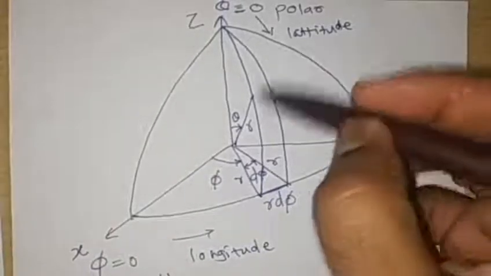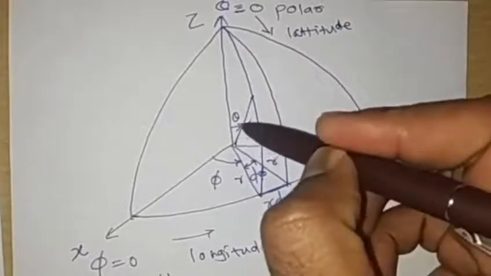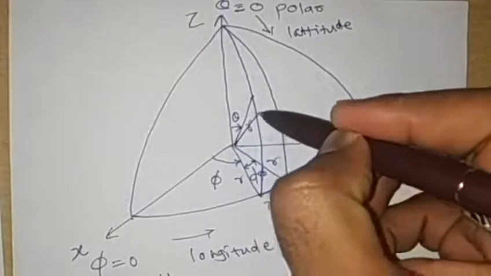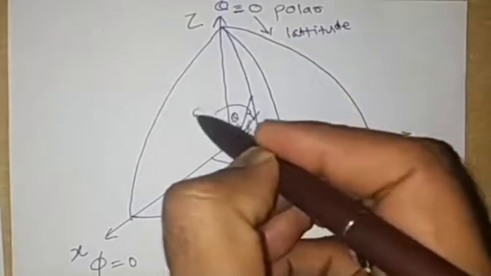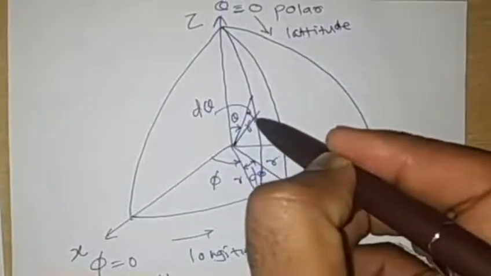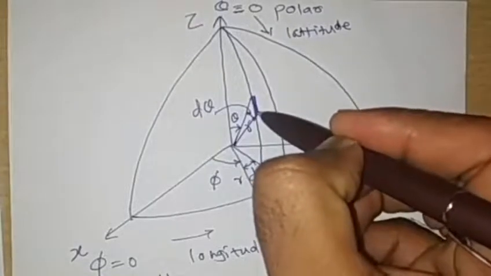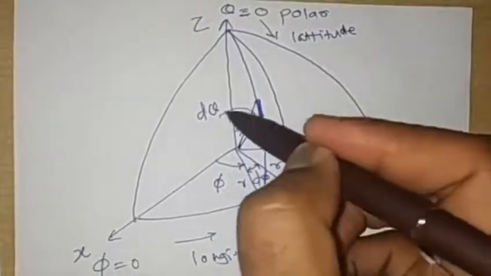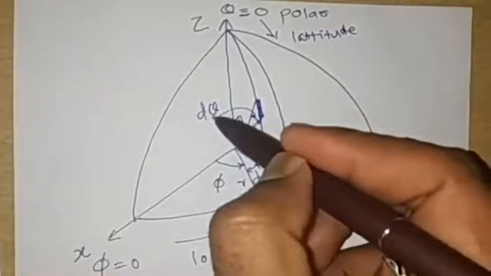Now, if we consider the variation in angle theta, I represent this here as d theta, this incremental angle d theta, then we get this arc length, which is again similar to this case, r d theta. This is r d phi, this arc length is r d theta.